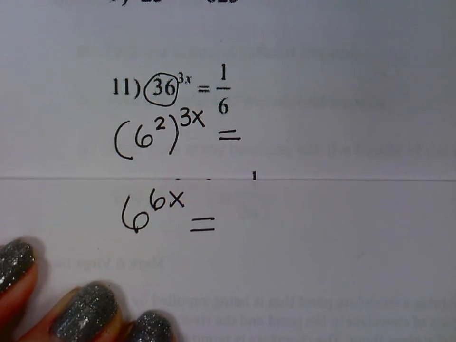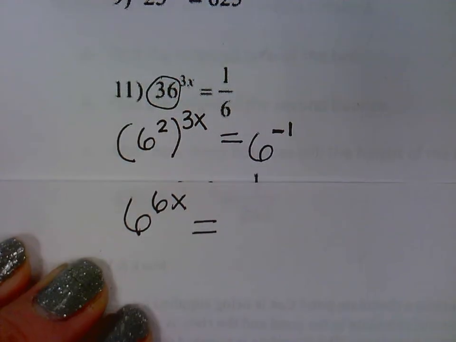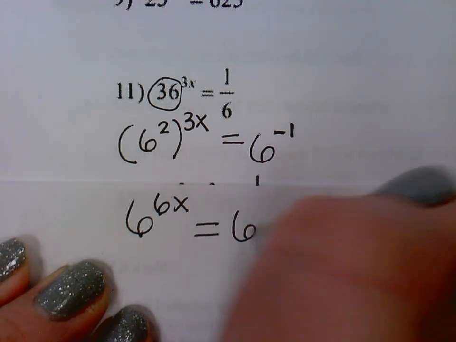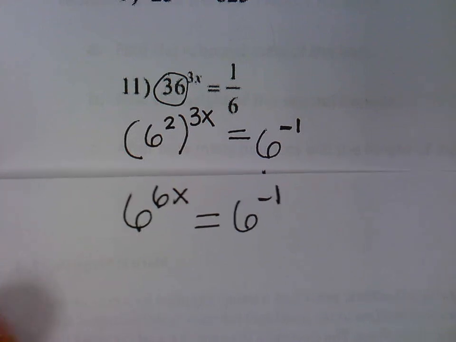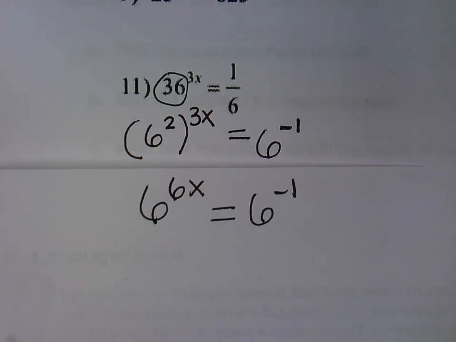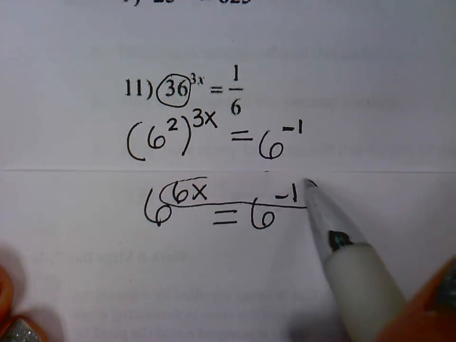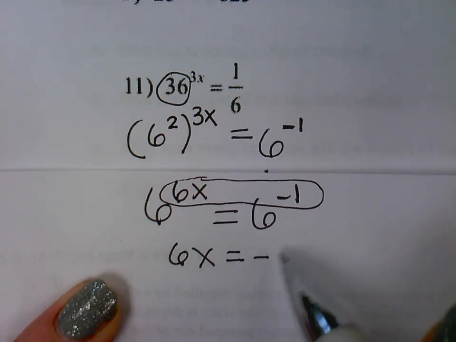More than one of you knew that, didn't you? Isn't this 6 to the negative first power? Right? Isn't that the reciprocal of 6? I'm sorry, this is 6 to the negative first power. All right, so now I have the bases the same. What can I do? I ignore the bases now, and I go up here into this exponent. 6x must be equal to negative 1.